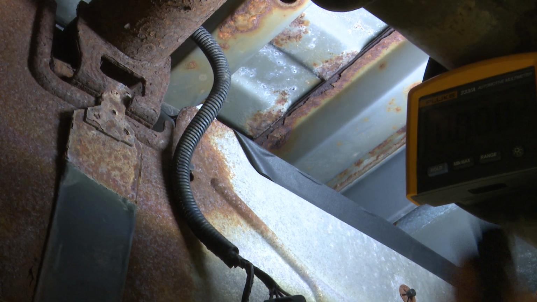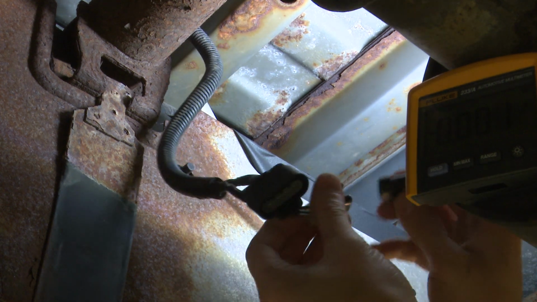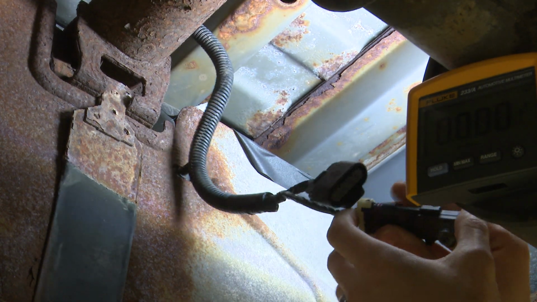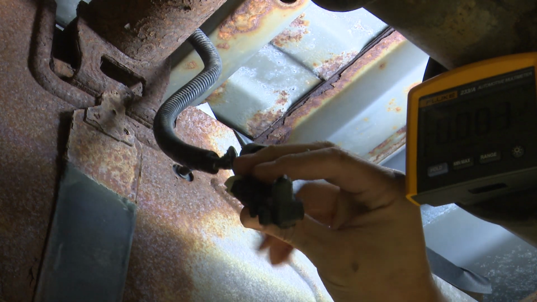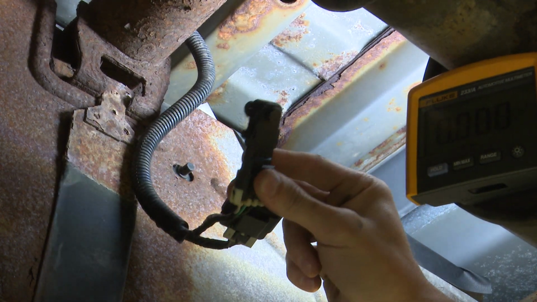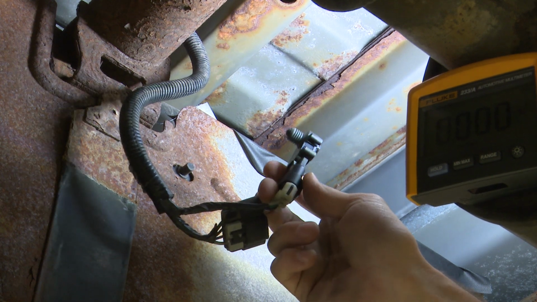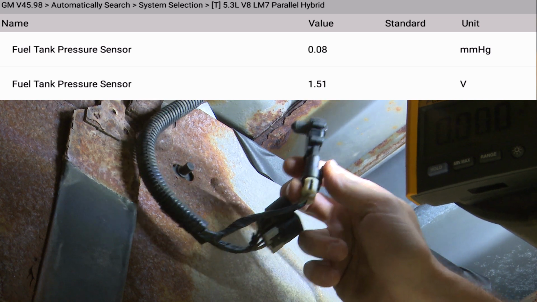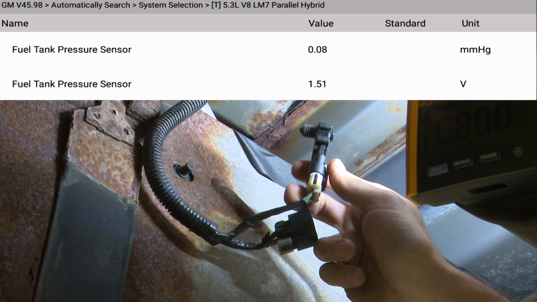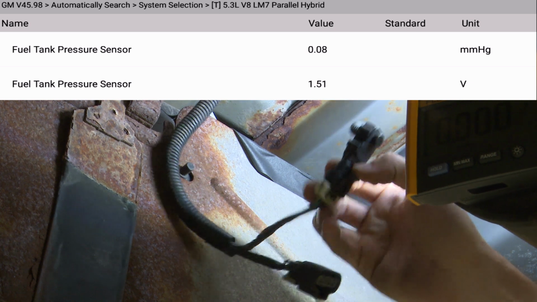So I got a new one here. I'm going to go ahead and plug this into the connector. Now we should read atmospheric, right? Right around that 1.5 or so volt mark, because the sensor plugged in right now will be the same as atmospheric when the tank is being vented. Let's take a look at our scan tool, and there we go, 1.51 volts. So I am very happy with this result. It's doing exactly as I expected.